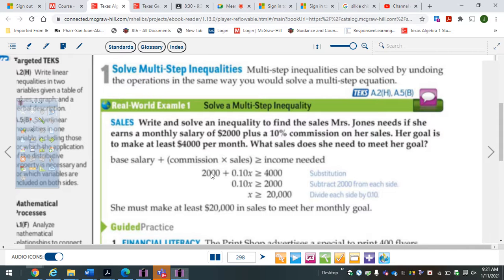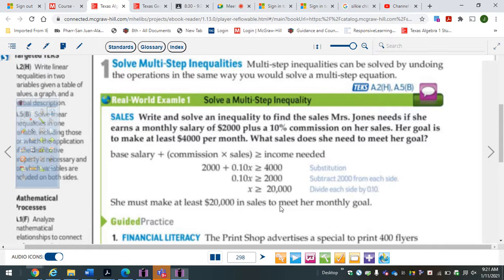So basically, you want to treat this as an equation. Subtract 2,000 from both sides, and then divide by 0.10. And you wind up with that. Regarding this part real quick, that is your X value. So she must make at least 20,000 in sales to make her monthly goal. That means she has to sell whatever she sells. Does it say what she sells? She has to sell $20,000 in whatever, cars or houses or whatever, a month to make her goal of at least $4,000.